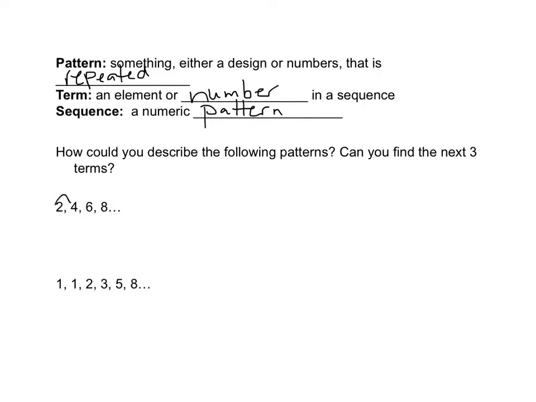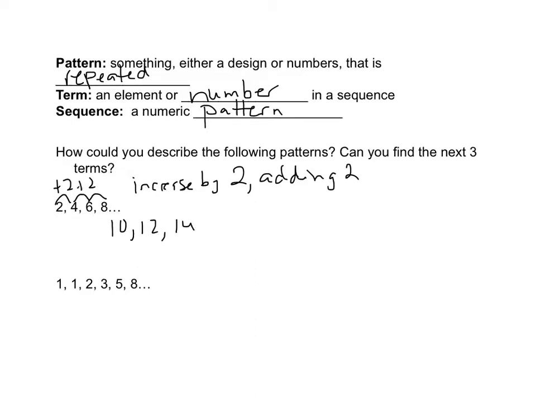So here we're looking at sequences, and we see each one is going up by 2. So we could say that it's increasing by 2, or you're adding 2. Okay. So then we'd have 10, 12, 14. Now the next one's a little bit different. Why don't you pause the video and see if you can figure it out.